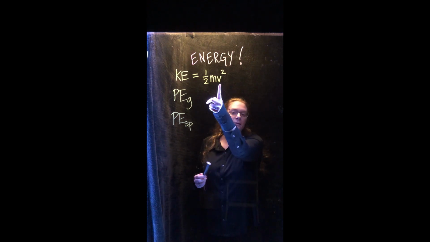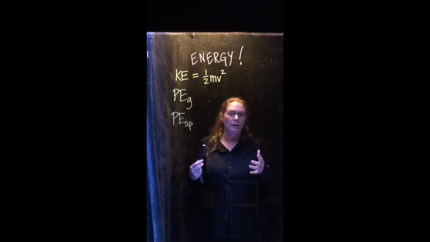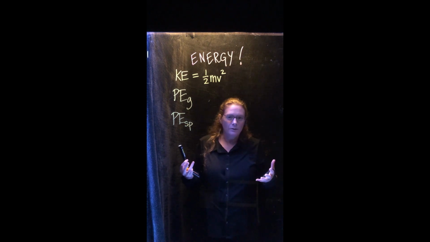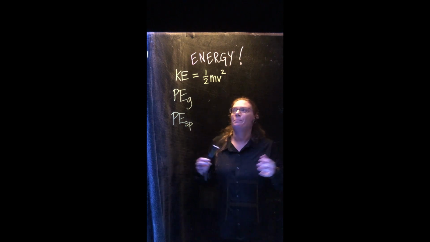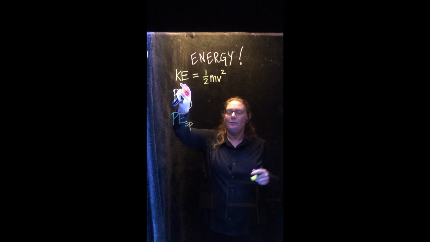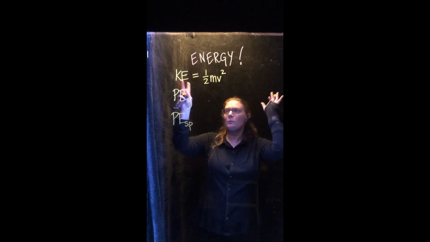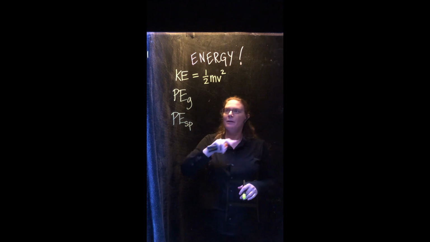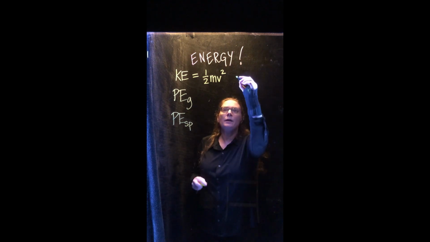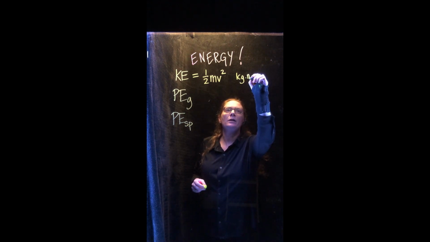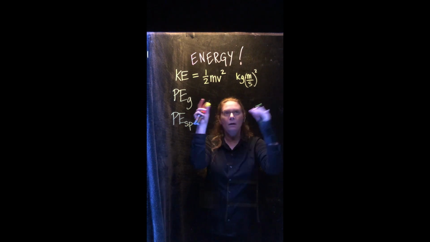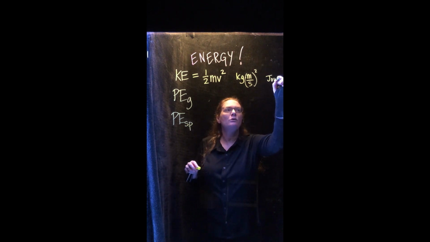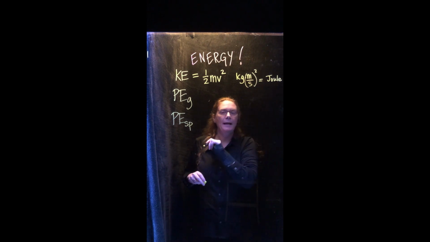Now this is technically the speed, because you can't square a vector. We're going to call it velocity squared, but it's really the speed squared, which means that this is not a vector. Woohoo! No components, no angles to worry about. So this is not a vector, it is a scalar. And the unit: mass is in kilograms, velocity is in meters per second, squared, and if you match that all up, what you will get is what we call the joule. So that is a joule.